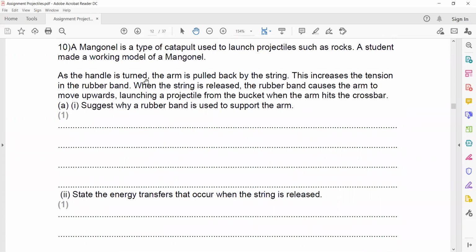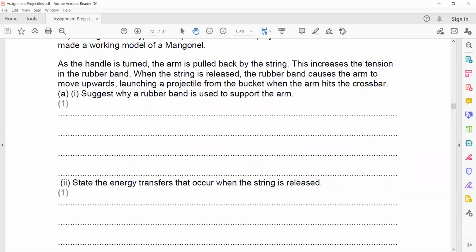As the handle is turned, the arm is pulled back by the string, and this increases the tension in the rubber band. And when the string is released, the rubber band causes the arm to move up and launch the projectile from a bucket. When the arm hits the crossbar, suggest why the rubber band is used to support the arm. So what is the reason?